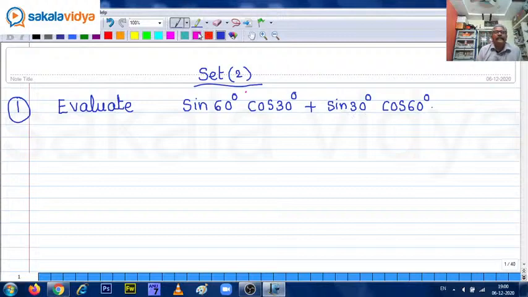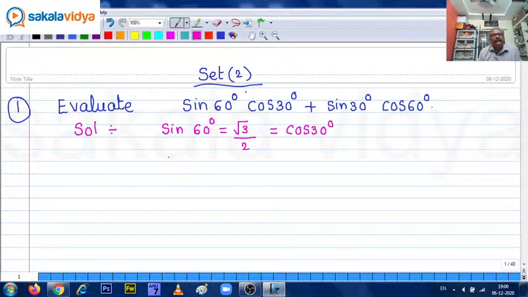So first let us write the values. Sine 60 degrees is equal to root 3 by 2, which is equal to cos 30. And sine 30 equals 1 by 2, which is equal to cos 60. So first we need to write the values of sine 60, cos 30, sine 30 and cos 60.